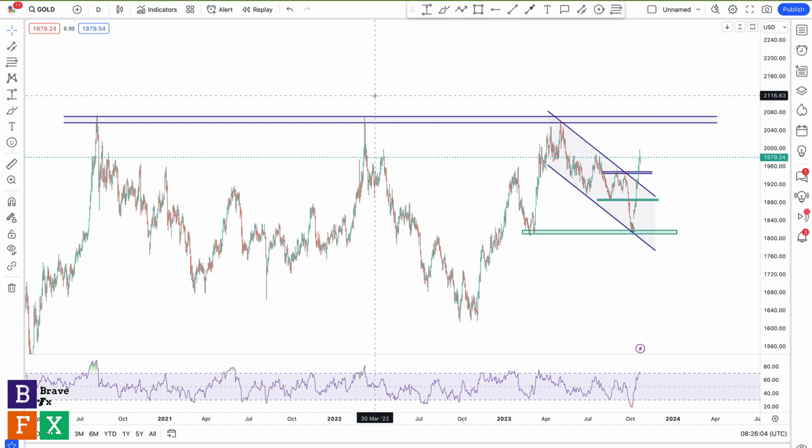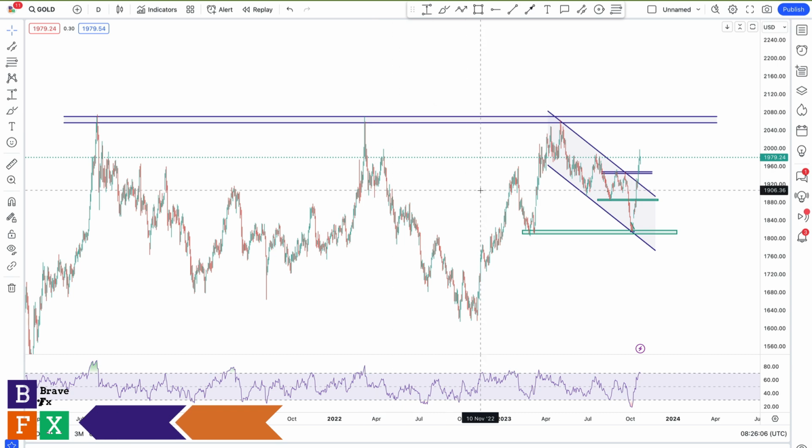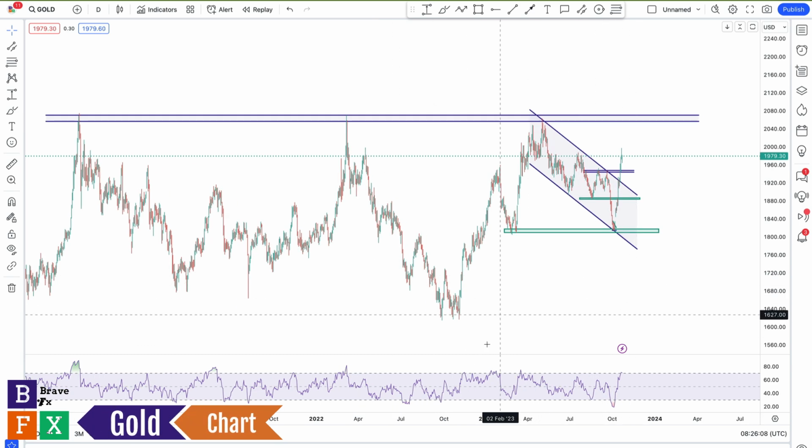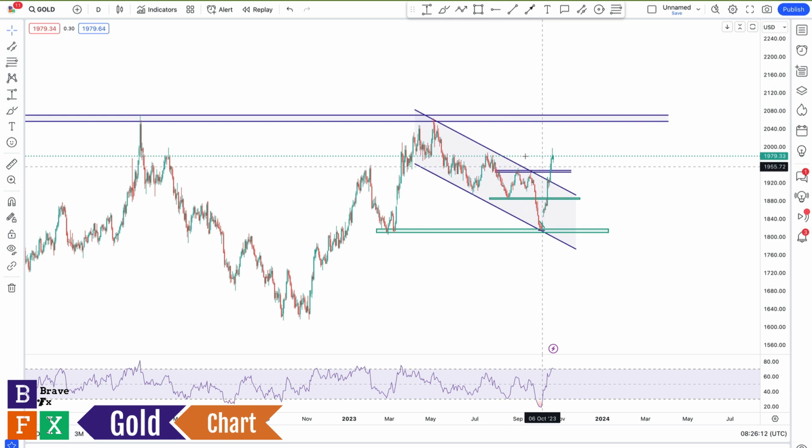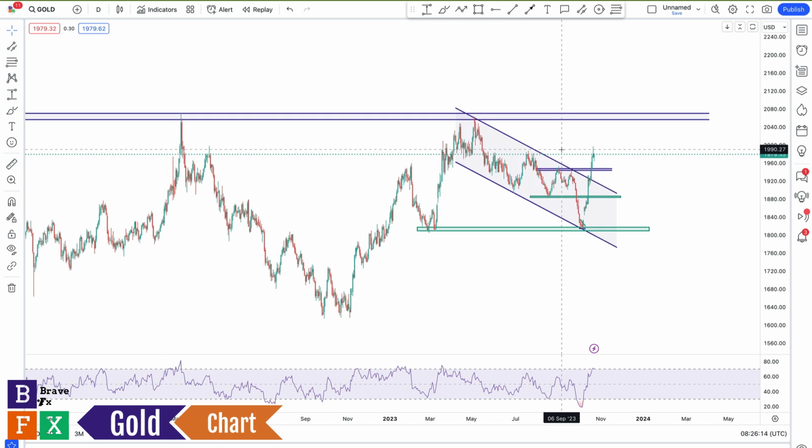So we'll be starting with the gold chart on the daily time frame. And as we discussed last week, we looked forward to a bullish breakout from this area of resistance. So don't worry, we're going to go down to the lower time frame, like the 12 hour time frame, to clearly see what's going on down here, right?